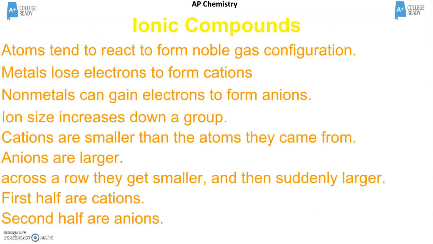All right, so ionic compounds tend to react to form noble gas configurations when they bond together. That's why they have the lowest possible energy. And just as a review again, metals will lose electrons to form cations, such as our sodium, as we saw, and nonmetals will gain electrons to form anions, as we saw with our chlorine.